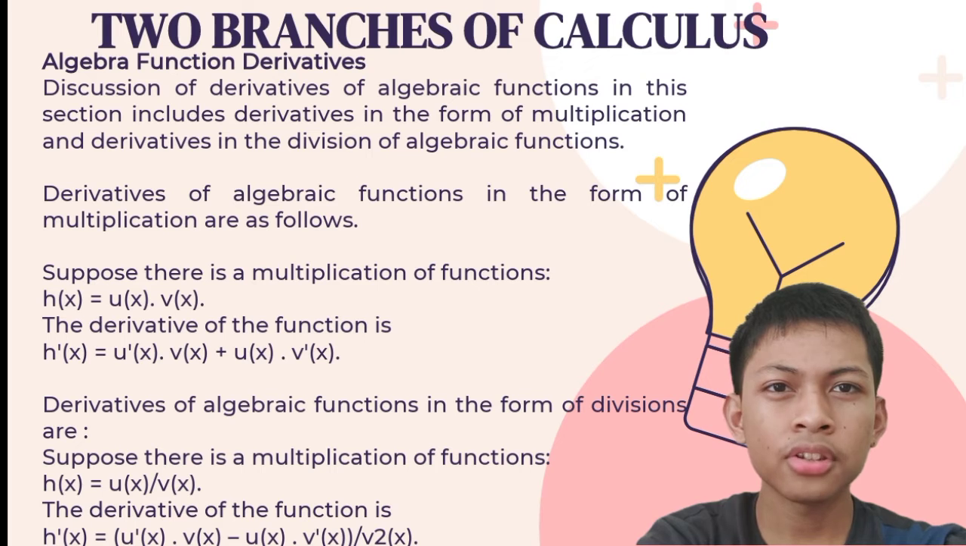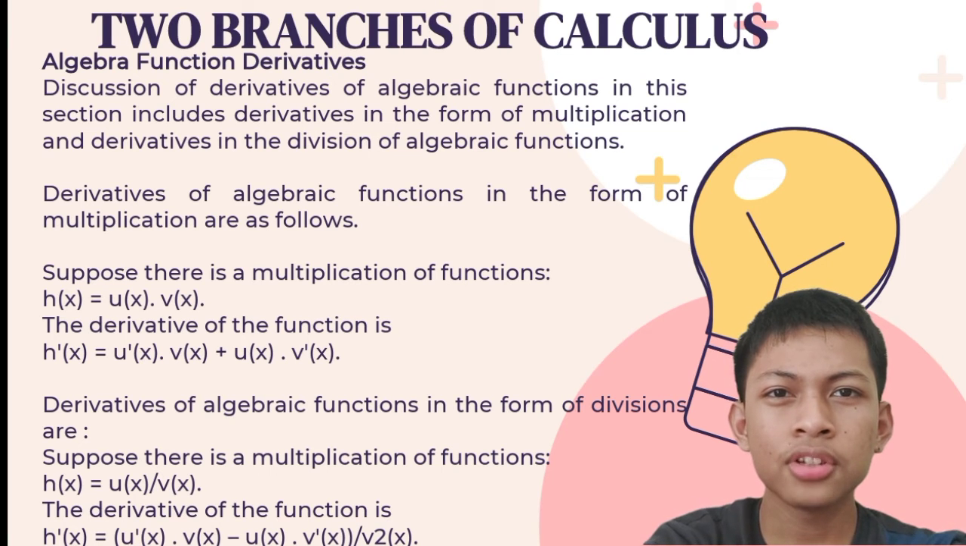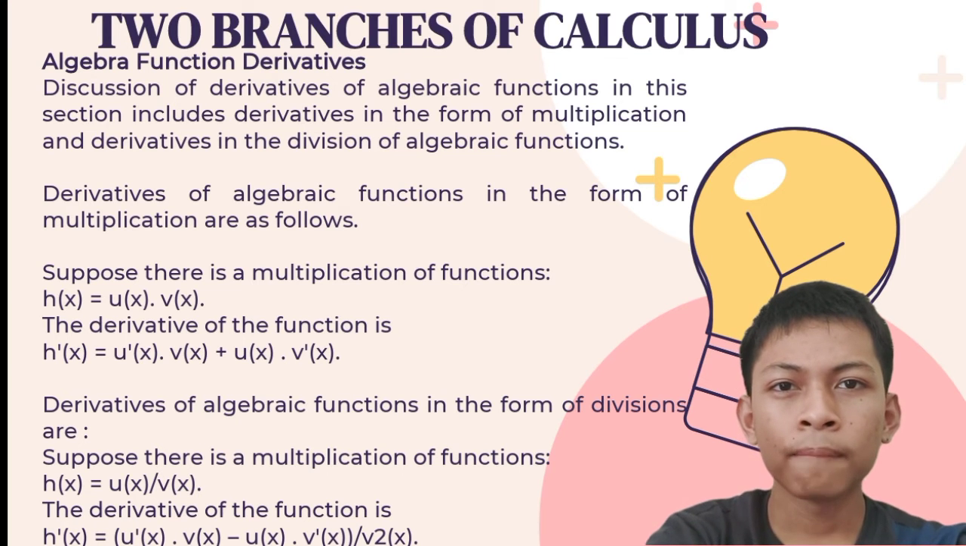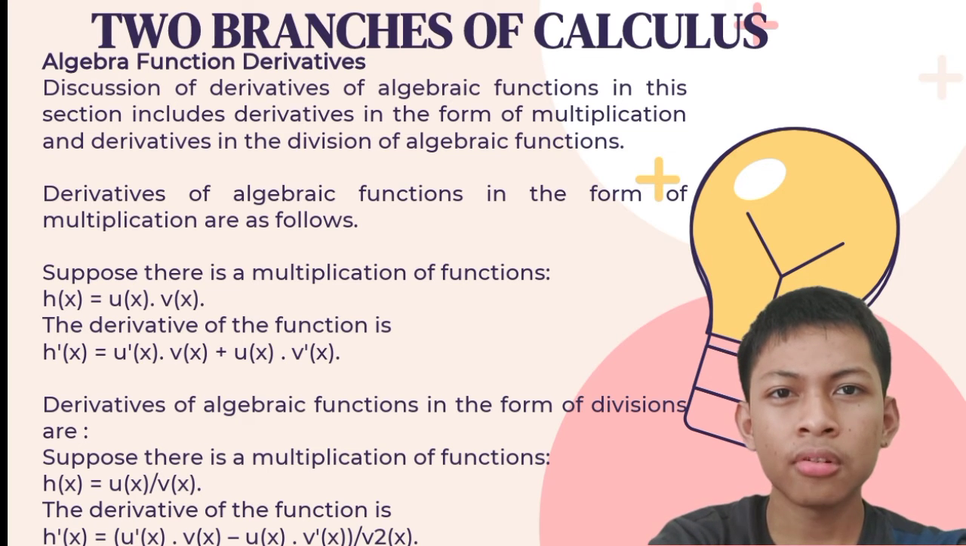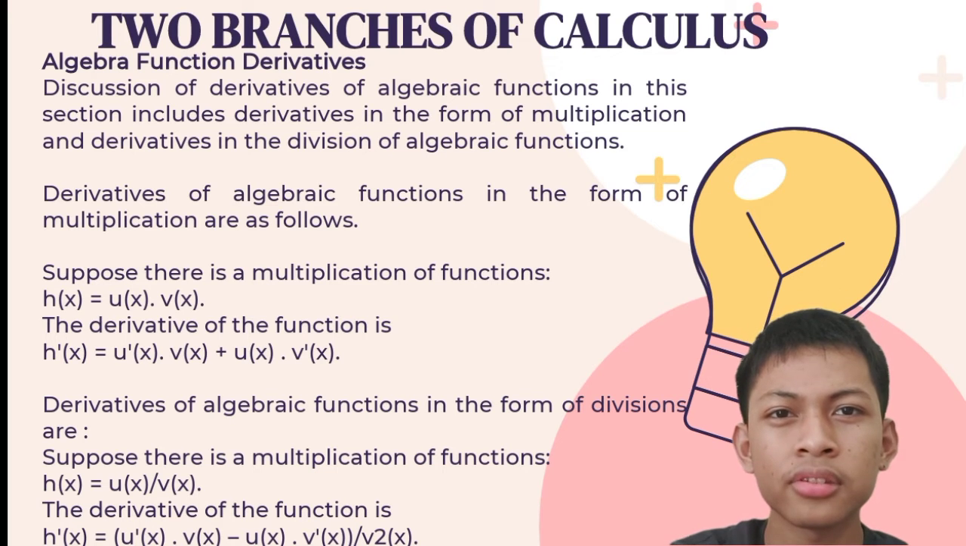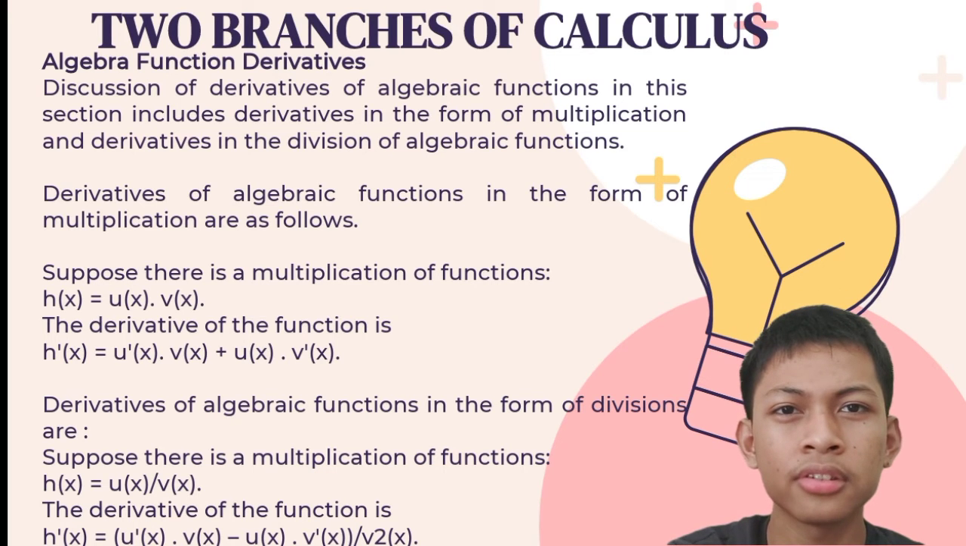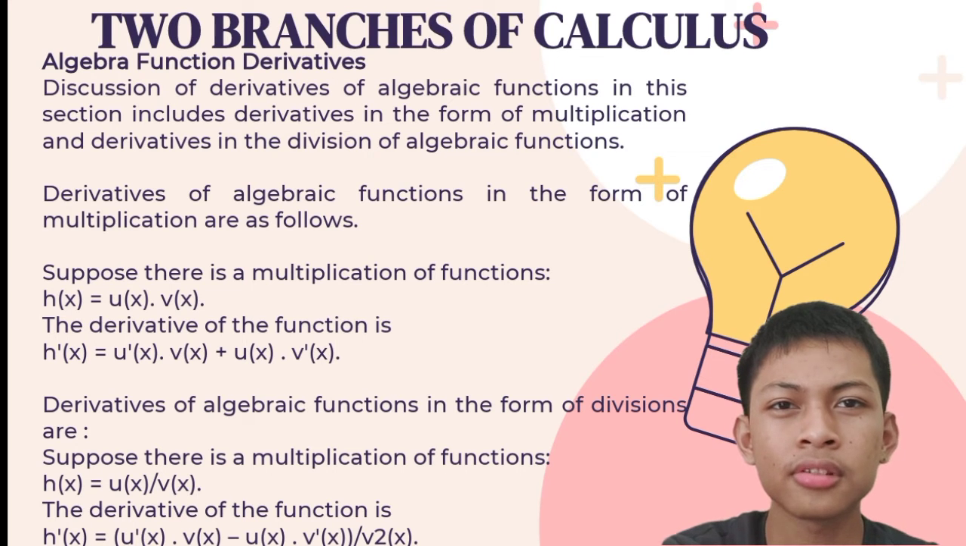Derivative of algebraic function in the form of division: suppose there is a division of functions, h(x) equals u(x) per v(x). The derivative of the function is h'(x) equals u'(x) times v(x) minus u(x) times v'(x).